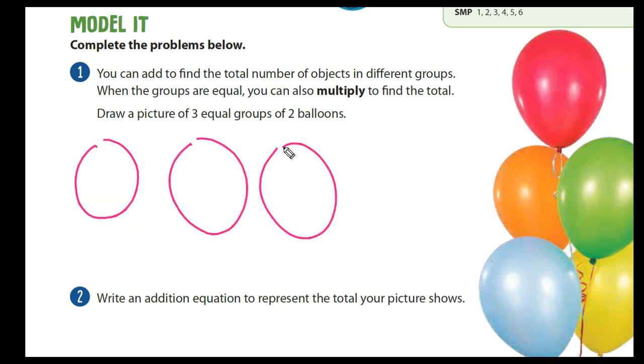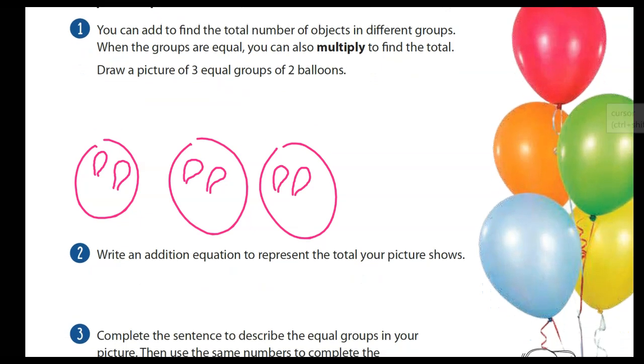Okay, and I just did that. 3 equal groups. And how many balloons in each group? 2. And then based on that, I should know how many balloons there are altogether. 6. Because I can go 2 plus 2 plus 2, or count by 2s: 2, 4, 6, right?